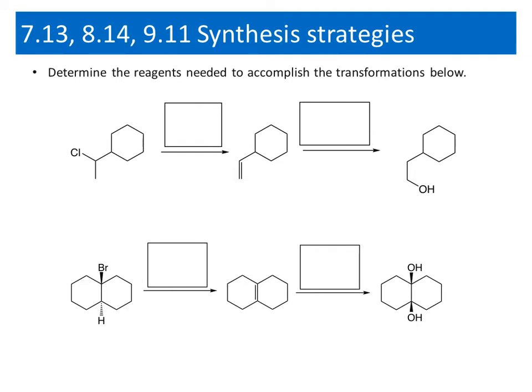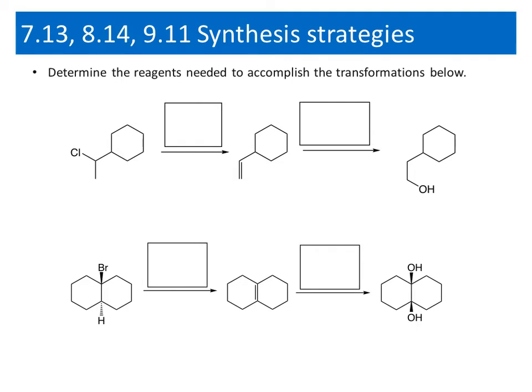So you are going to see different types of synthesis problems in this course. The first type that I already talked about in the previous videos is the sequential synthesis problem. And as I mentioned before, to answer such questions, you need to look at the product and the starting material for each step, identify their differences, and think about the reagents that can accomplish the specific transformation for you. Now let's look at the first example here.